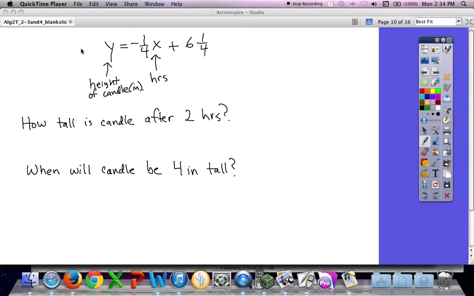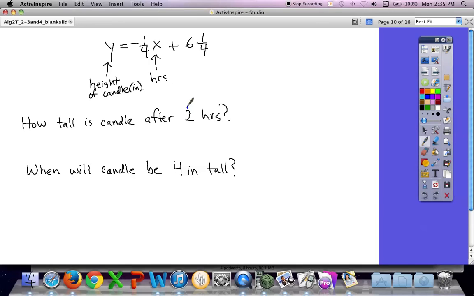So this equation comes from the last example. Y equals negative 1/4 x plus 6 1/4, where the x is the number of hours the candle is burning and y is the height of the candle in inches. How could we tell with that equation how tall the candle would be after 2 hours? Plug in. Okay, Isaiah says plug in 2 for x.